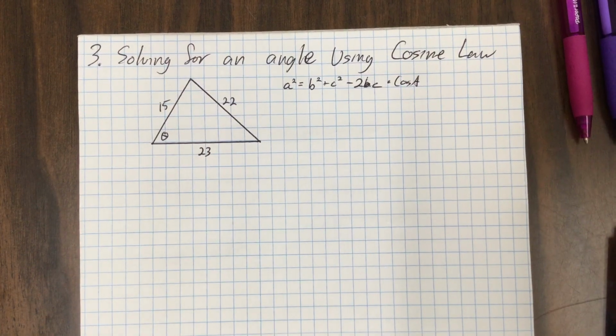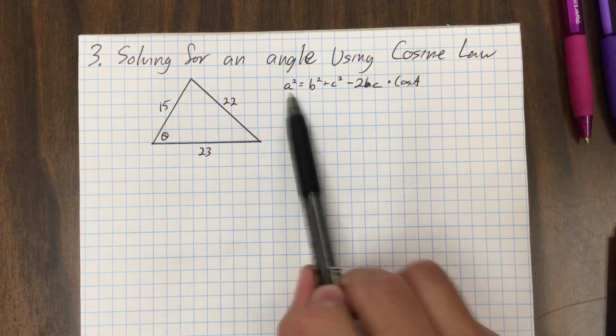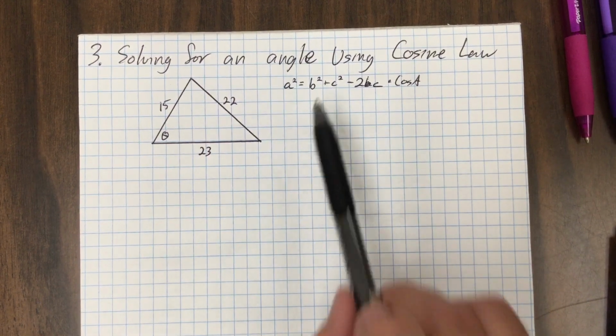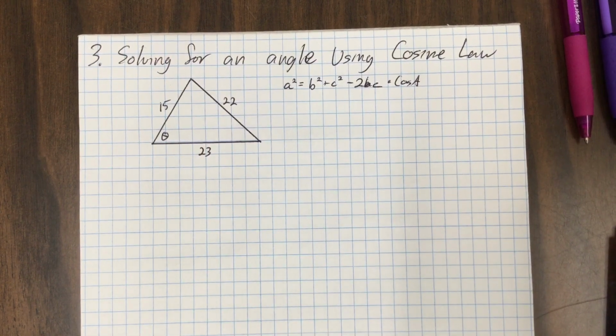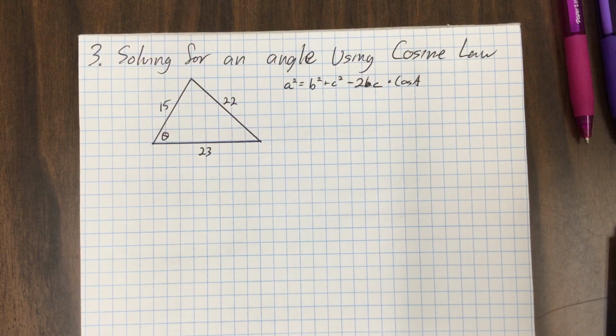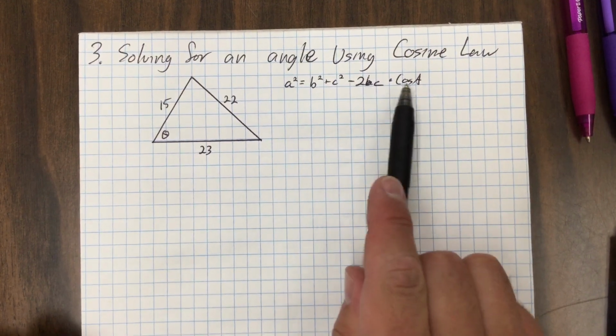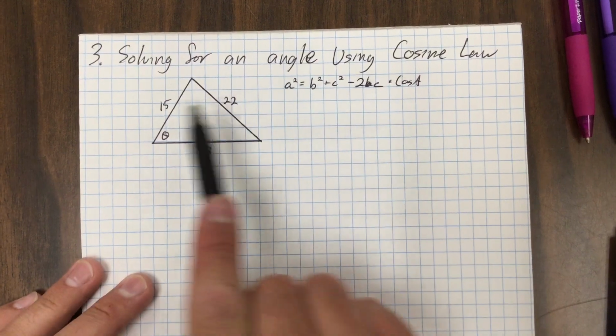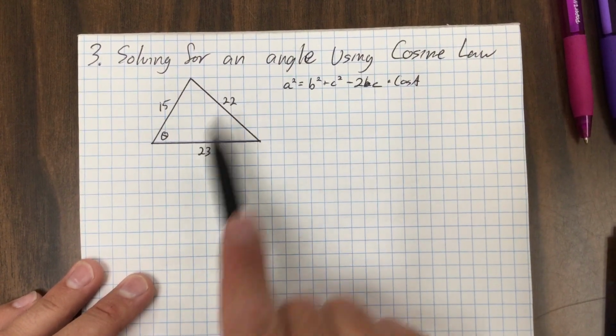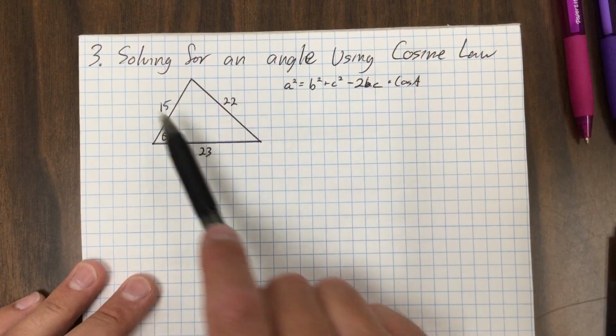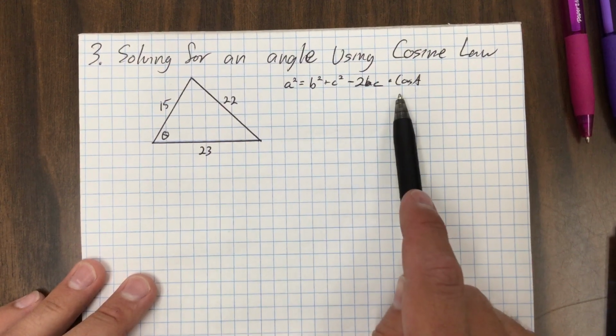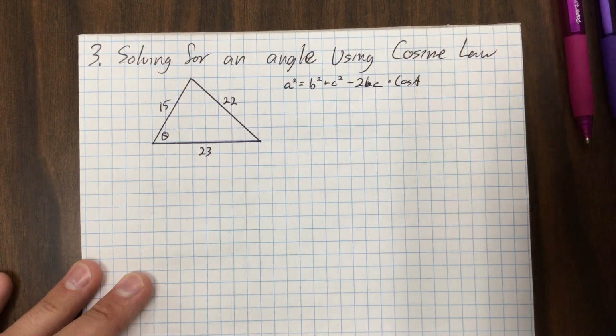There's our cosine law. We can also rearrange that. Whatever letter we have in front, we have to have by cos A, and otherwise we put the other letters on the inside here. The only case that we're ever going to use the cosine law to find an angle is if we have all three sides. If we have all three sides, we will then use cosine law to find the angle.